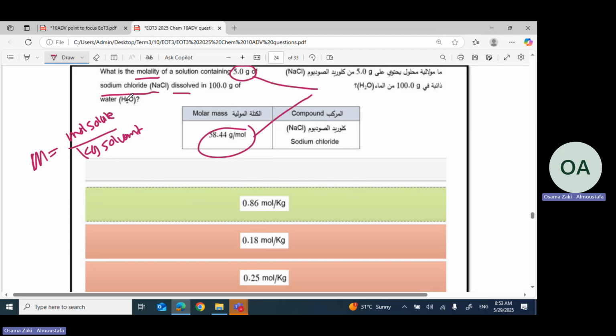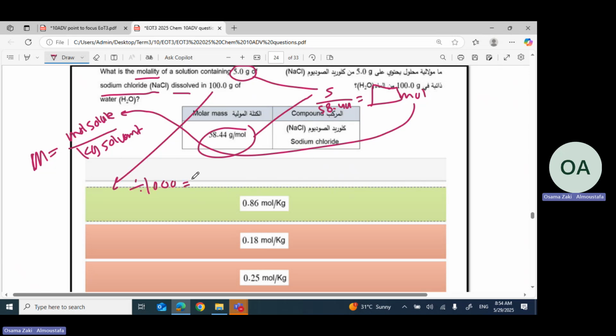Another way: water is always the solvent. Okay, so there are different ways to know that this is the solute. Okay, so 5 over what? 58.44 to get the number of moles. Okay, so this is the number of moles. And kilogram, what do you have? We have here 100 grams. Okay, just divide by 1000 to get it in kilograms. So 0.1 kilogram. So the answer will be molality equals moles, this is the moles, divide by this. Get the answer. Okay.